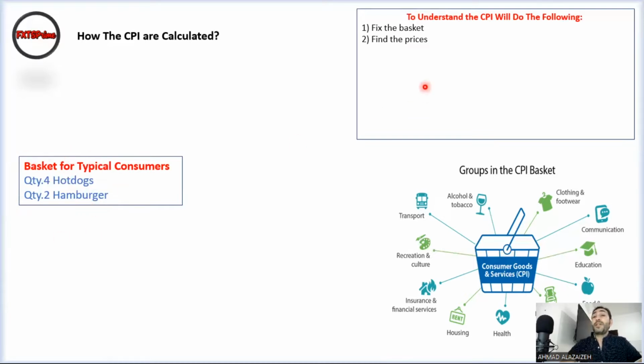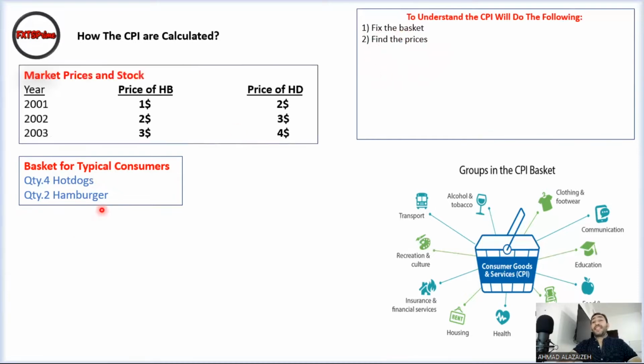The next thing you're going to do is find the prices for the basket. Let's take again the same prices we took for 2001, 2002, 2003 in the GDP example. Let's say the hamburger price was $1 in 2001, $2 in 2002, and $3 in 2003. And for the hot dog prices, $2 in 2001, $3 in 2002, and $4 in 2003. So this is what we meant by fixing the prices. Those are the prices for the previous years.